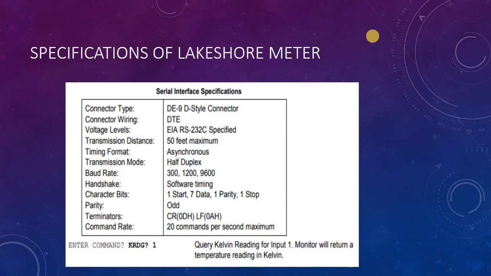Now when you buy such a meter, a LAKESHORE meter, these are the specifications given in their communication manual or serial interfacing manual. It says this is a DTE device, something which I explained in my earlier video. Anyway, don't worry about that. Right now you think of it as a device which can simply send the data with a specific kind of 9-pin connector.